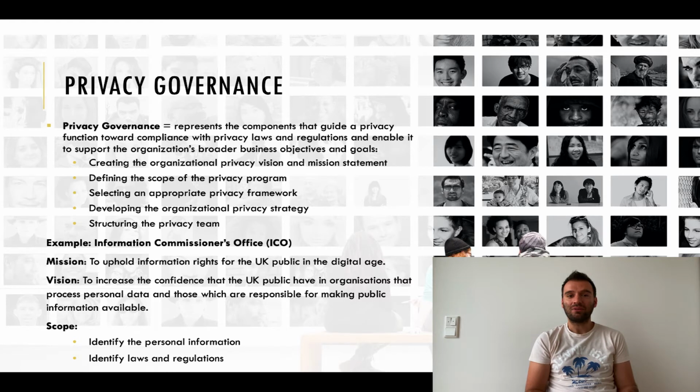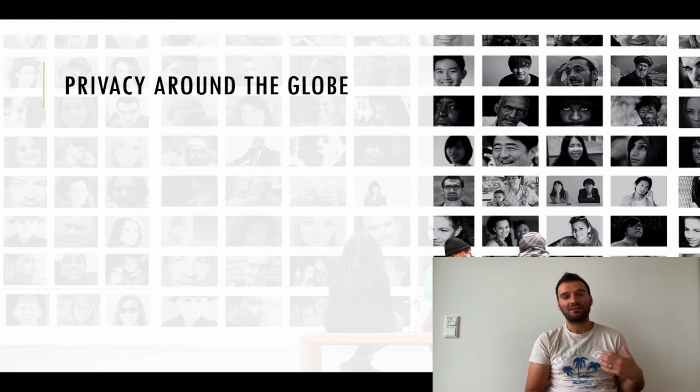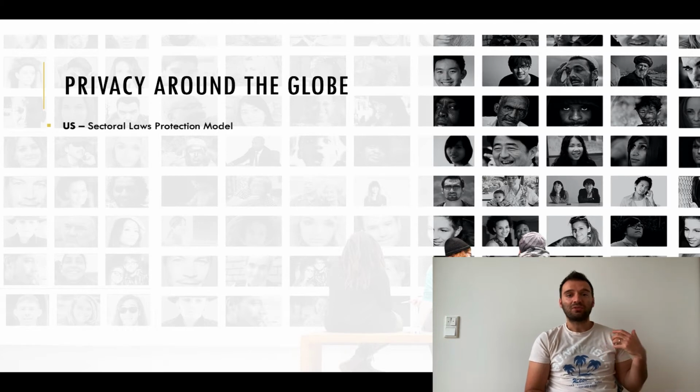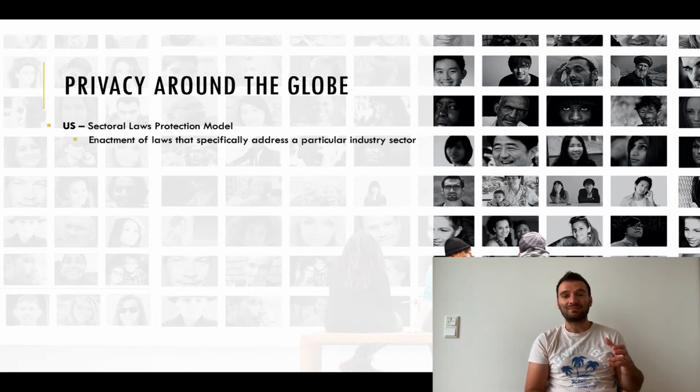Let's discuss now approaches to privacy and data protection around the globe. The US has a protection model, which is the sectoral laws. The approach to privacy protection is the enactment of laws that specifically address a particular industry sector, such as financial transactions, credit records, law enforcement, medical records, communications.